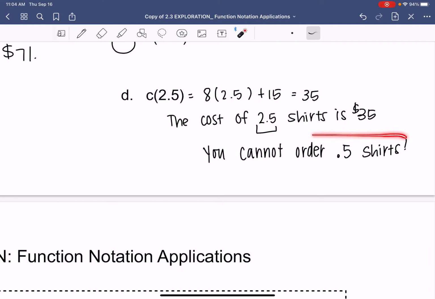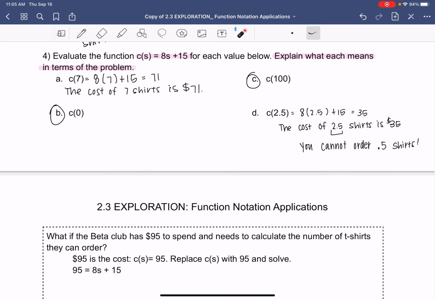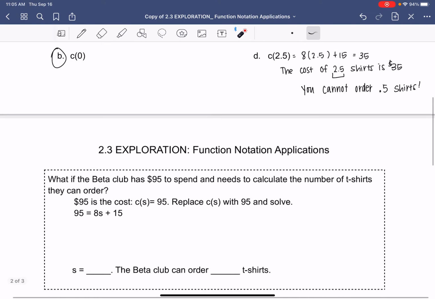So in your answer choices, if you ever do see something like 2.5 shirts, that's not going to be your answer, because you can't have half of a shirt, or half of pants, or half of a shoe, or half of a hat. So just be mindful of that when you're answering these questions.